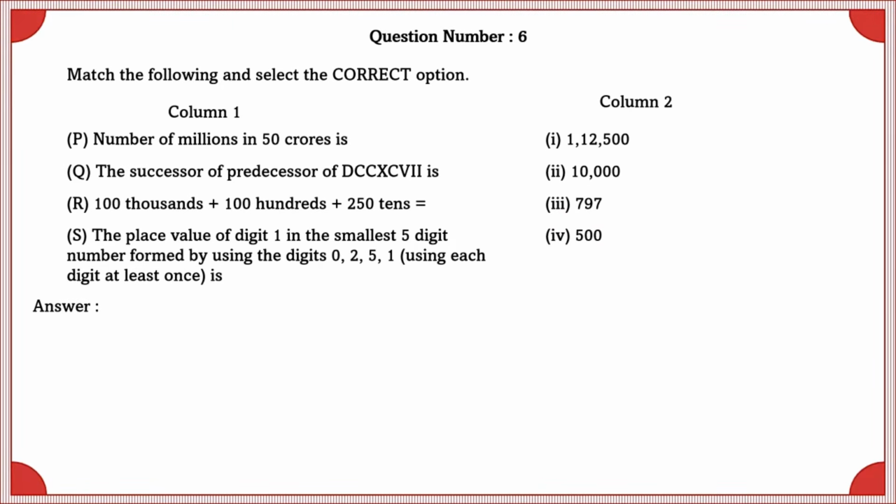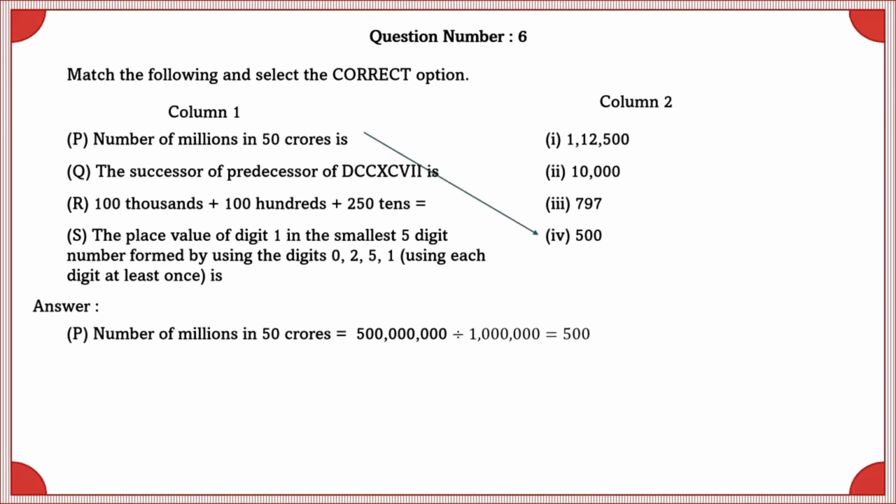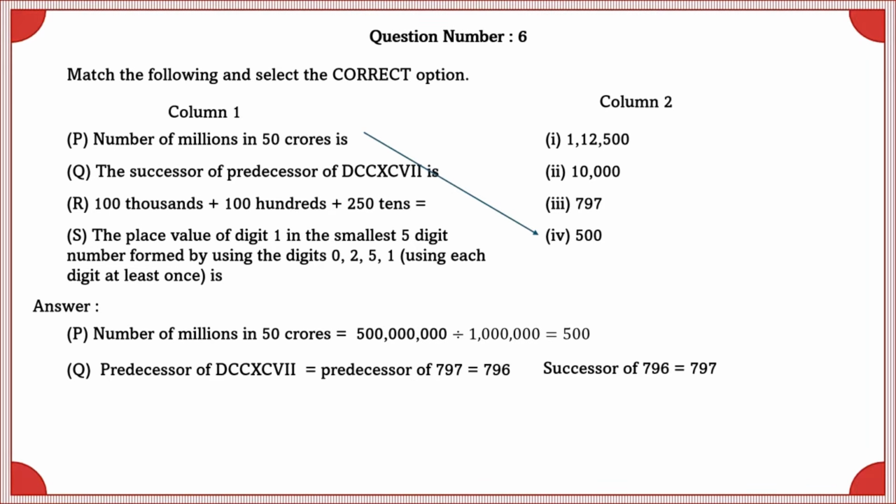Question 6. Match the following and select the correct option. Number of millions in 50 crores is equal to 500. The successor of predecessor of DCCXCVII: the predecessor of DCCXCVI is 796 and the successor of 796 is 797.